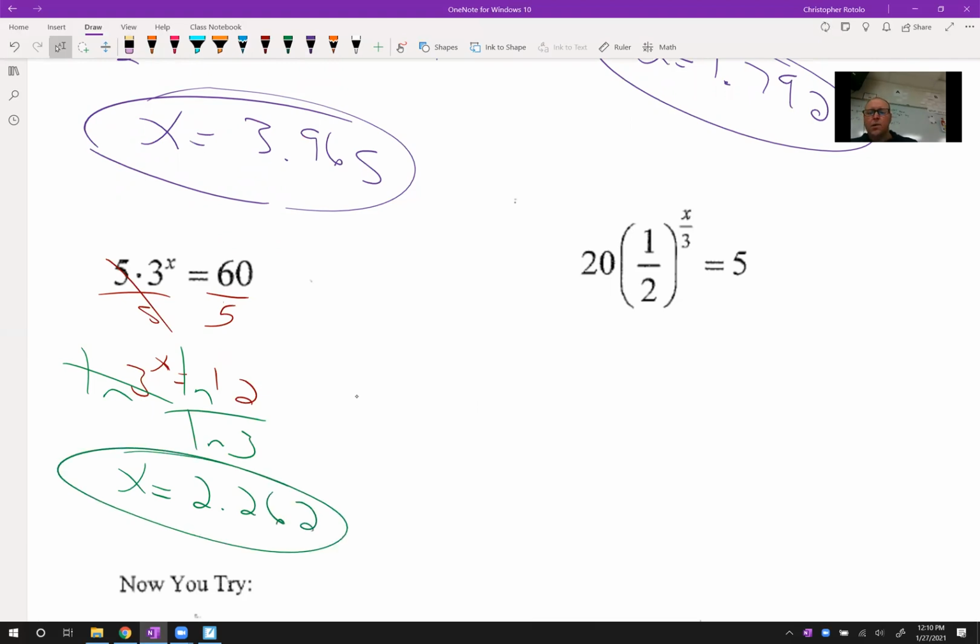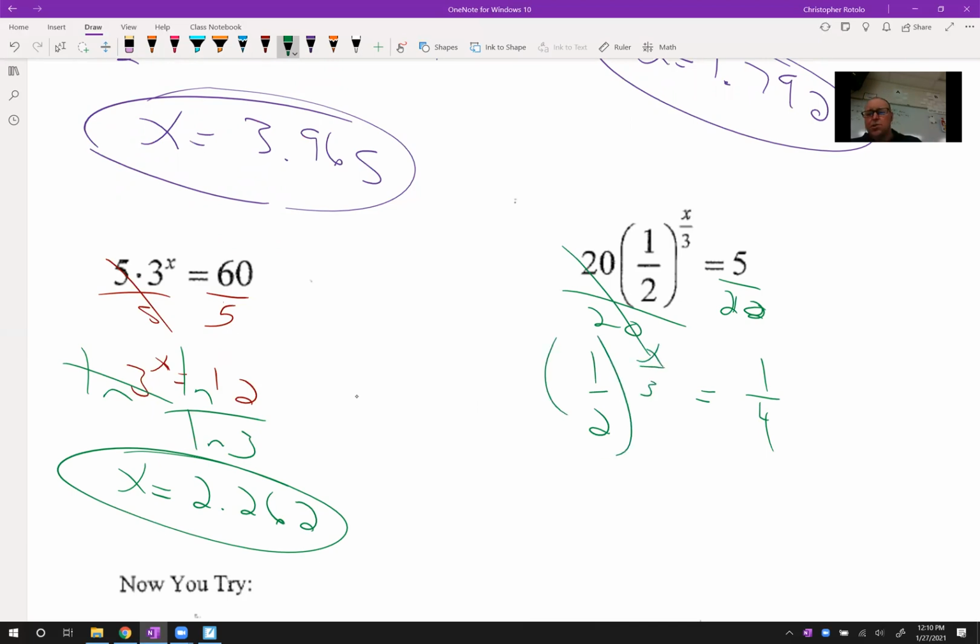2.262. 1/8 is going to round there. All right, and here we're going to divide by this 20, right? I want to get that by itself. I don't know why we're at 12 there. That's crazy. All right, so that's 1/4 equals 1/2 to the x over 3.